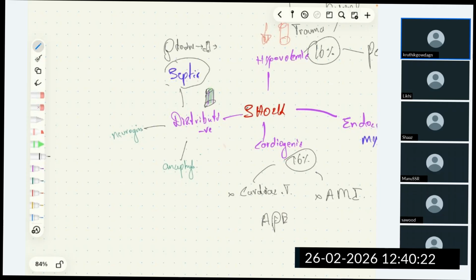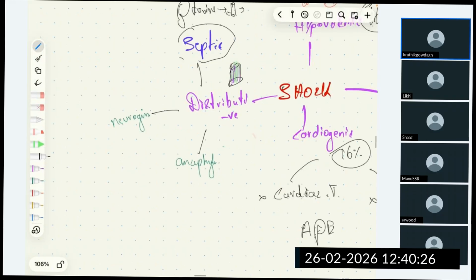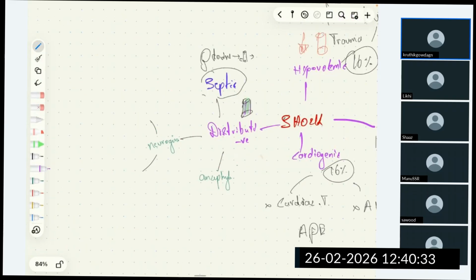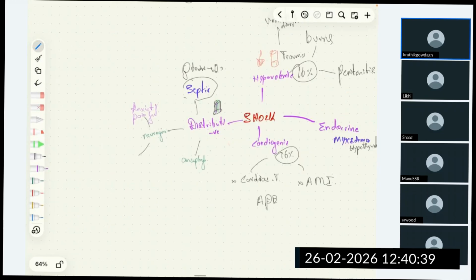Let me break down this paragraph for you. The neurogenic shock may be due to anxiety or sudden painful stimulus, which causes splanchnic vasodilation.